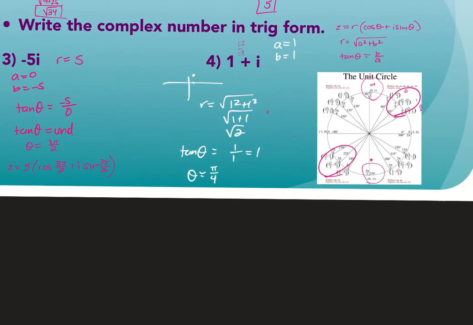And then when I write it in that trig form, I get root 2 times the cosine of pi over 4 plus i times the sine of pi over 4. And again, you'll leave it like that. So your radicals need to be simplified, but everything else stays there. Don't forget the i on the sine. That's what makes it complex. You need it.